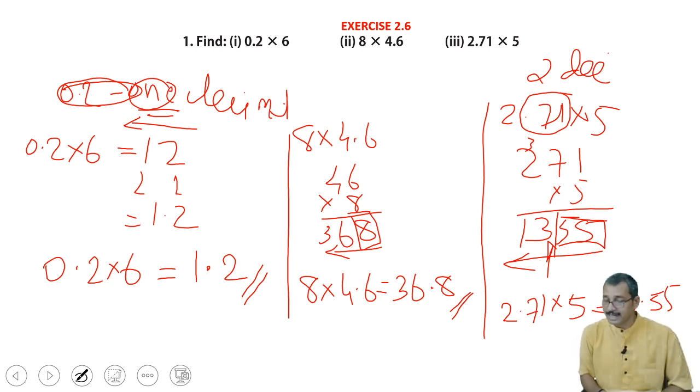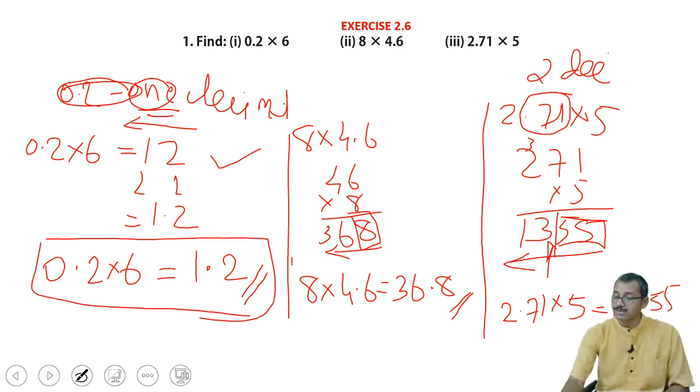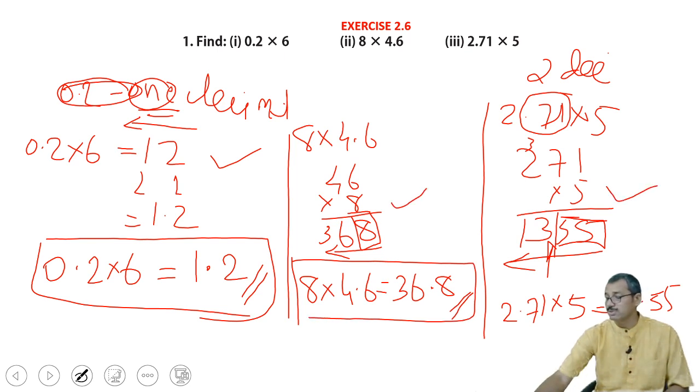Sure? Understand it well? We can go to the other sum. These are the things you have to do, this much only. These are the understanding. So this much you can directly answer, and you have to show the multiplication. Understand? Then we will go to the next sum.